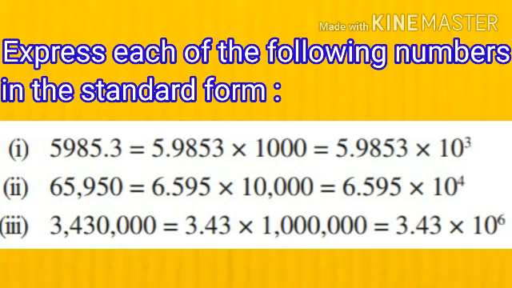Second, 65,950 is equal to 6.595 into 10,000. There are 4 zeros after 1, so we can write it as 6.595 into 10 to the power 4. Third, 3,430,000 is equal to 3.43 into 1 million. We can write it as 3.43 into 10 to the power 6, because there are 6 zeros after 1. So we can write it in exponential form.